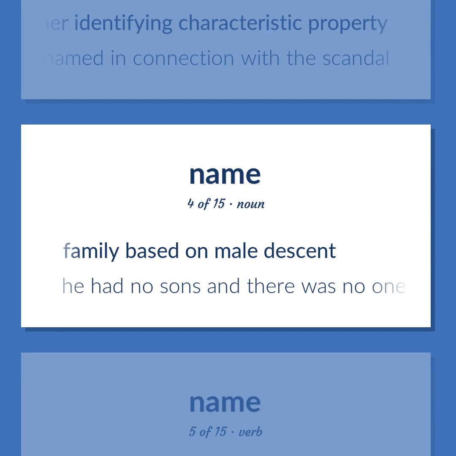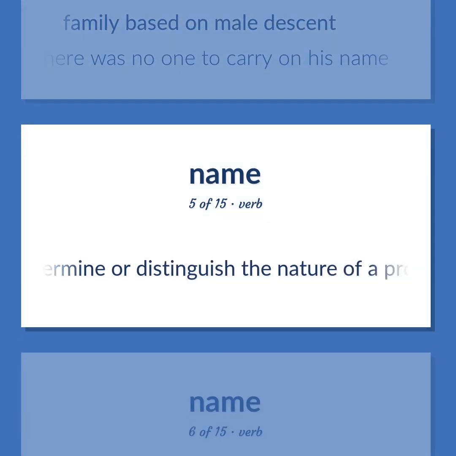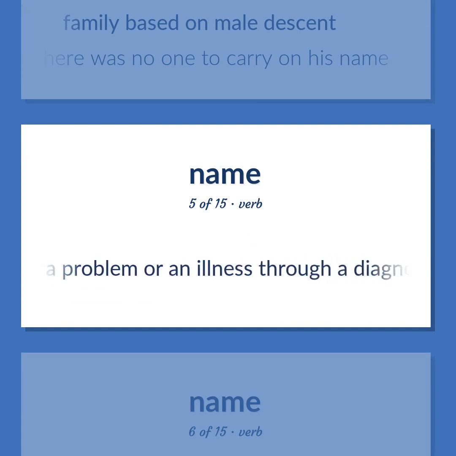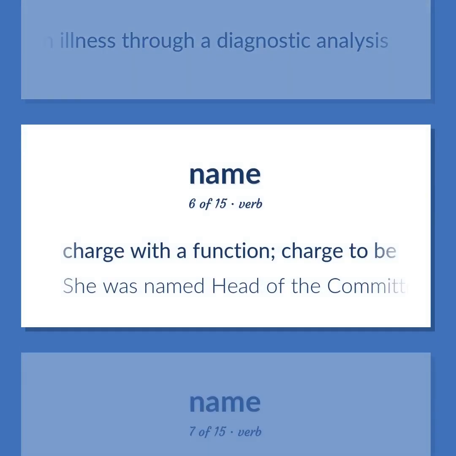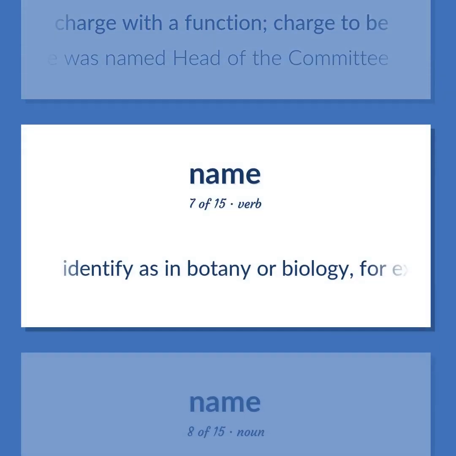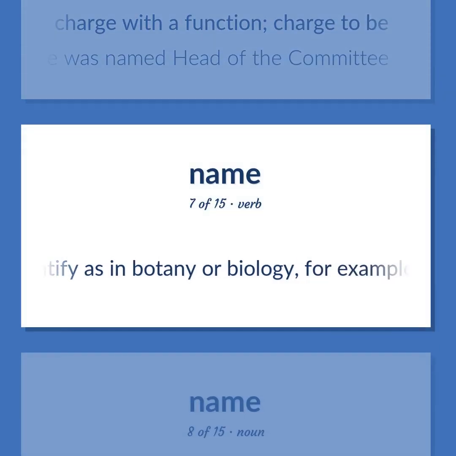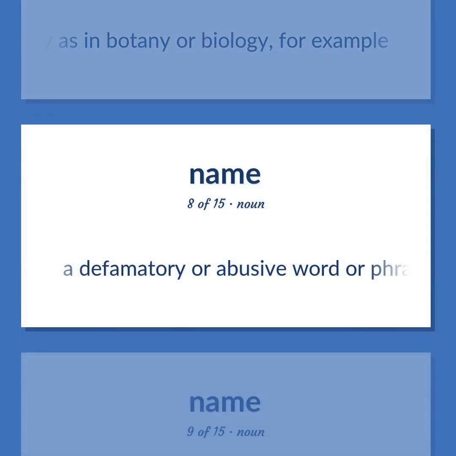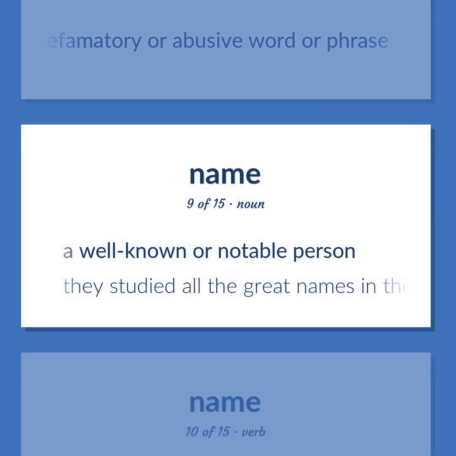Family based on male descent. He had no sons and there was no one to carry on his name. Determine or distinguish the nature of a problem or an illness through a diagnostic analysis. Charge with a function. Charge to be. She was named head of the committee. Identify as in botany or biology, for example. A defamatory or abusive word or phrase. A well-known or notable person. They studied all the great names in the history of France.